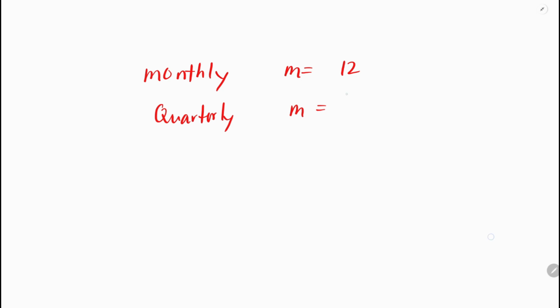So, kapag siya ay monthly, ang M natin is 12. Pag quarterly, our M is 4. Semi-annually, M is 2.